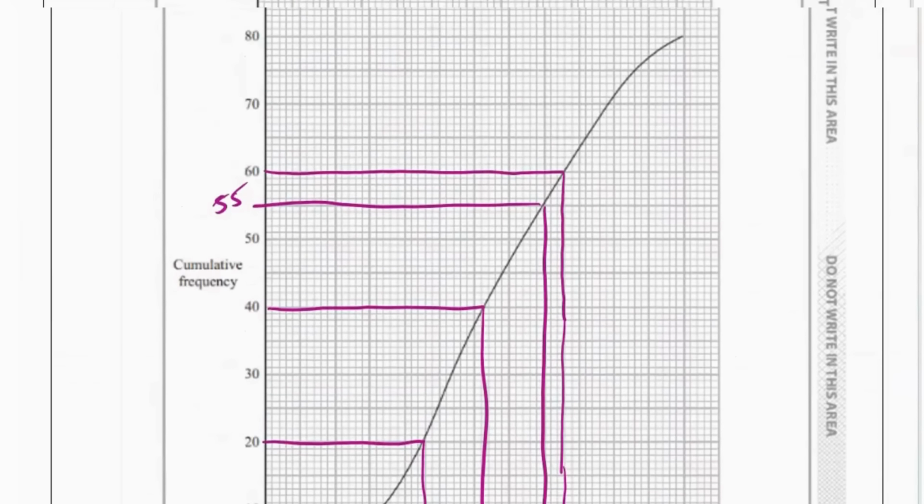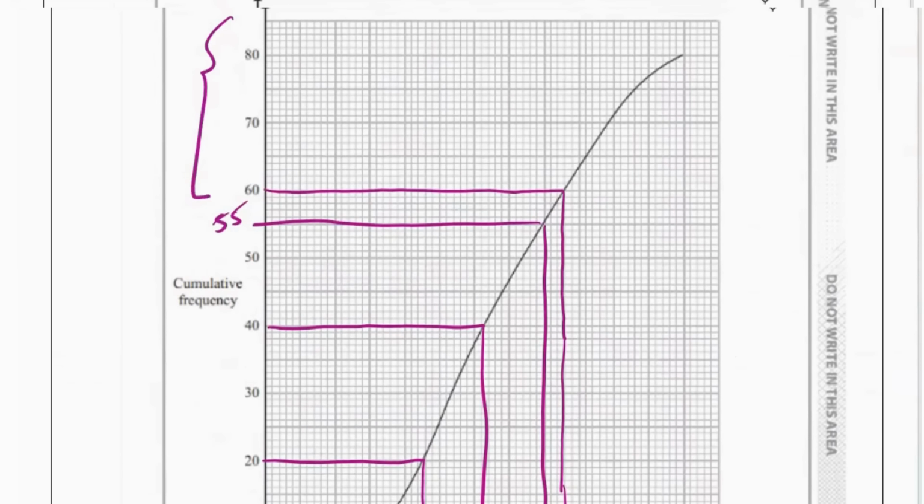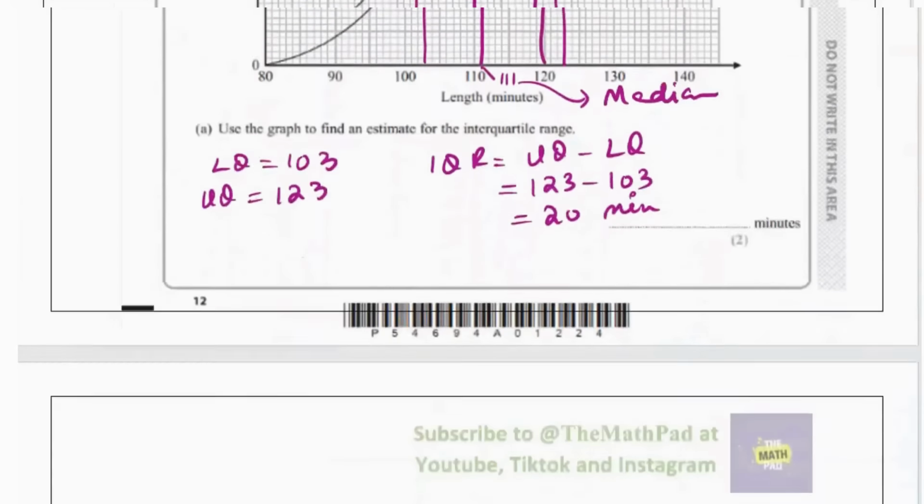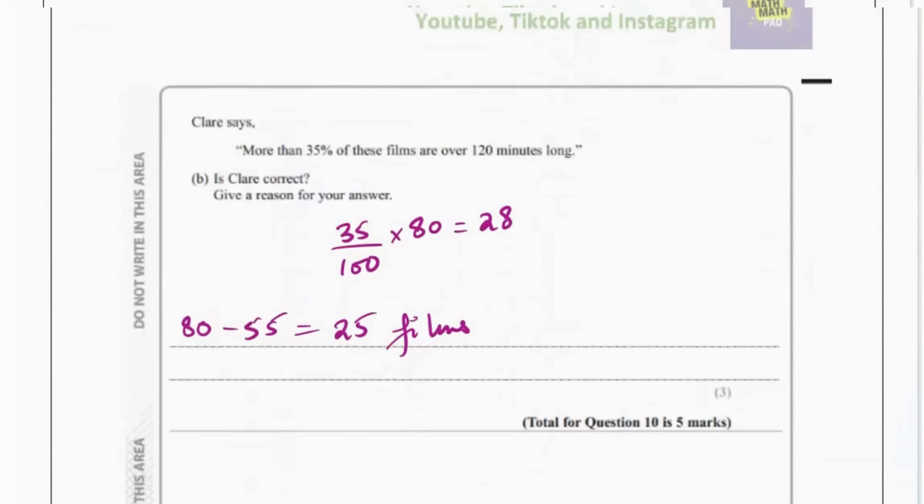And these films over here, these are 25 films. 25 films are more than 120 minutes long. She's claiming that more than 35% of the films are over 120 minutes long. 35% is 28. So she's saying more than 28 films are over 120 minutes long, which is incorrect because based on the graph, 25 films are more than 120 minutes long. So no, she is wrong.